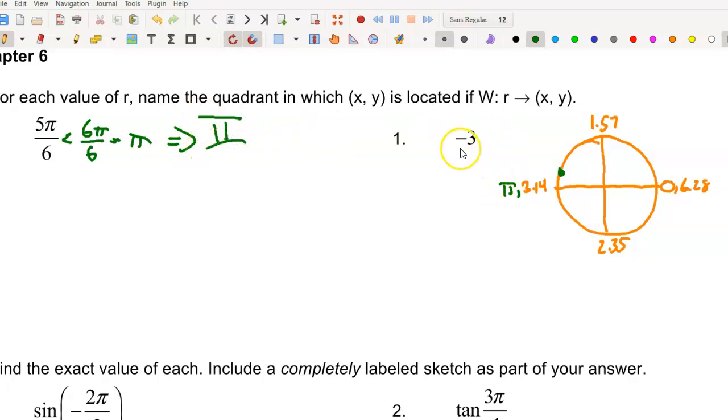If you have just -3, you can do the same thing and say, well, we're starting at 0 and we're going this way because it's negative. And if this is 3.14, well, -3 would be right before that. So that puts us in quadrant 3. So there's a bunch of different ways of figuring out what quadrant you lie on without looking at the unit circle and radians. But refresh and remind yourself on how that worked.